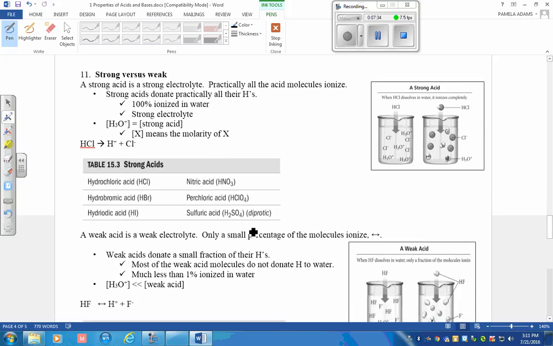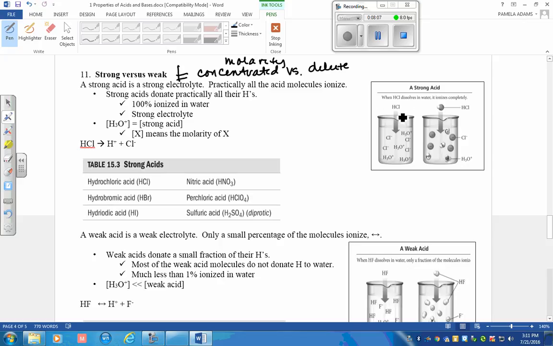Okay, now this is a common misconception. When I'm talking about strong versus weak, I am not talking about concentrated versus dilute. Concentrated versus dilute is when you talk about molarity. That is not what I'm talking about here. Strong versus weak is the ability of the acid or the base to dissociate completely, to break apart.